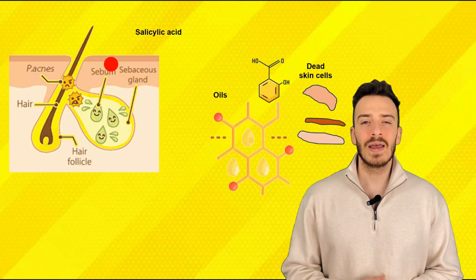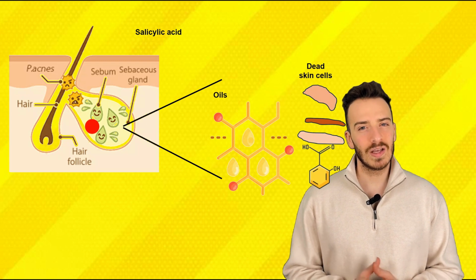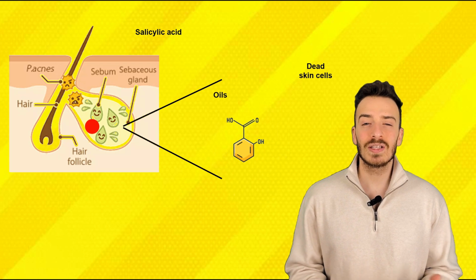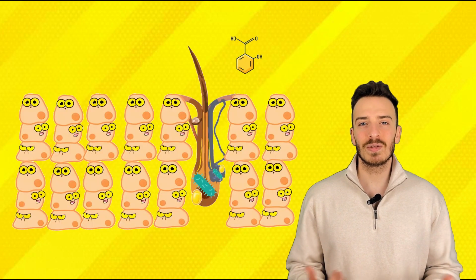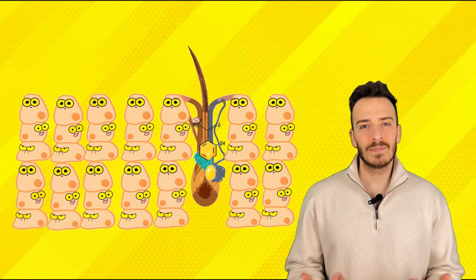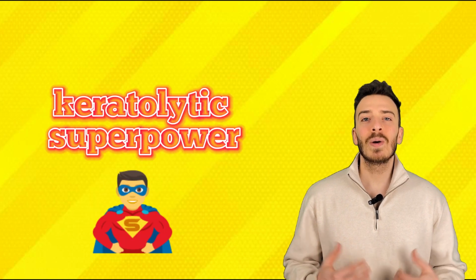Once inside, salicylic acid starts targeting the culprits behind clogged pores, a mix of dead skin cells and oil, also known as keratin sebum plugs. These plugs are what cause blackheads, whiteheads, and pimples. Salicylic acid essentially breaks these apart, unclogging your pores and allowing your skin to breathe. And that's not all. Let me tell you about its keratolytic superpower.